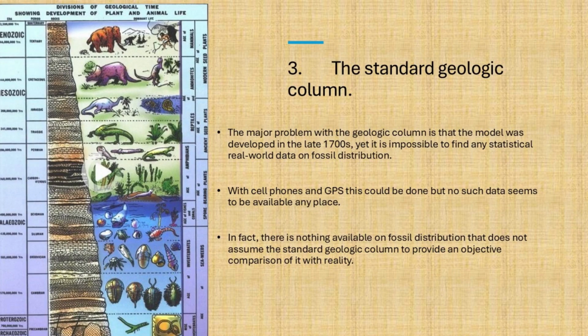Number three, the standard geologic column. The major problem with the geologic column is that the model was developed in the late 1700s, yet it is impossible to find any statistical real-world data on fossil distribution. With cell phones and GPS, this could be done, but no such data seems to be available anyplace. In fact, there is nothing available on fossil distribution that does not assume the standard geologic column to provide an objective comparison of it with reality.